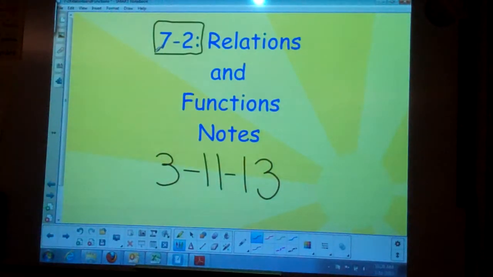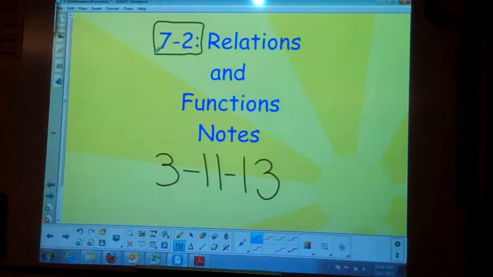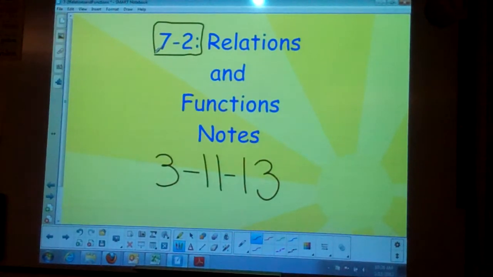Alright, so this is 7-2. These are relations and functions. And really it's just an extension of what we started talking about yesterday.